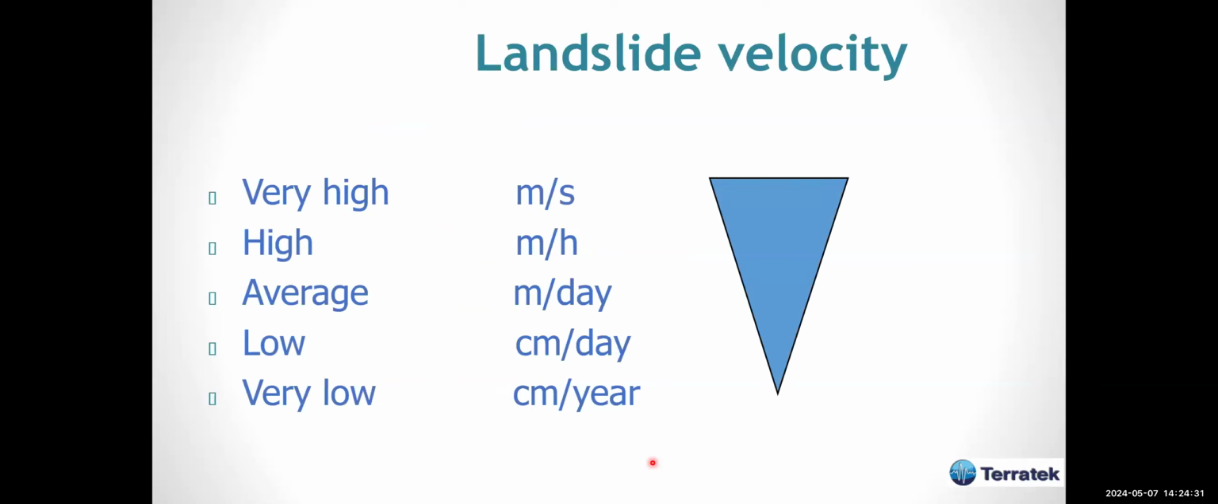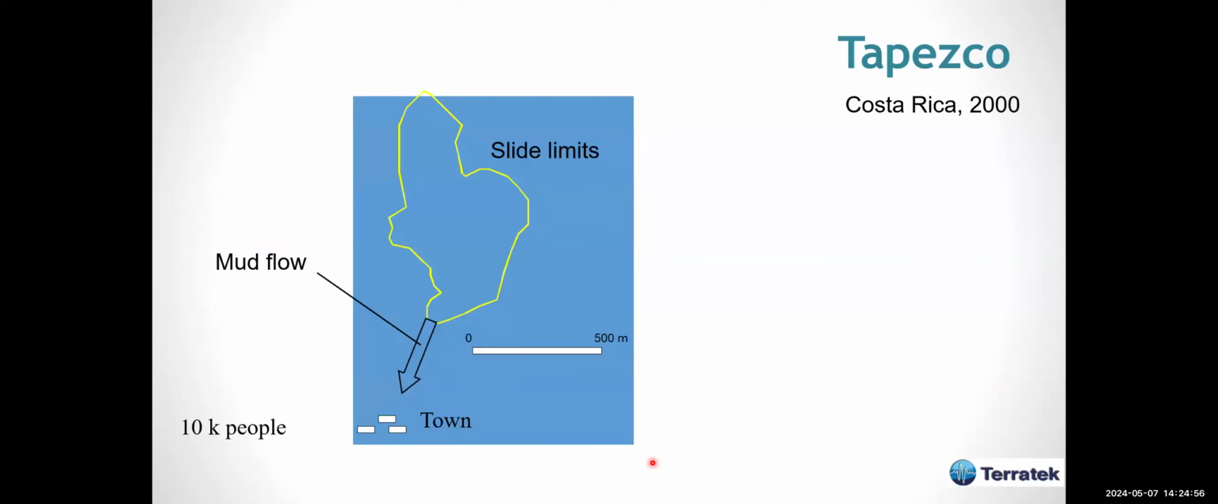Landslide velocity can be very high, average, low, or very low. Very high, we talk about meters per second; high, meters per hour; average, meters per day; low, centimeters per day; or very low, centimeters per year. I'm going to show you some cases I have been visiting in the past. This is Tapesco slide.